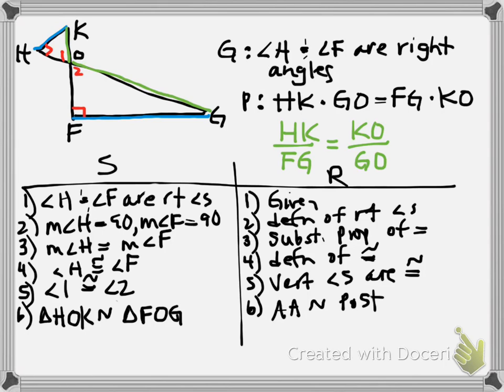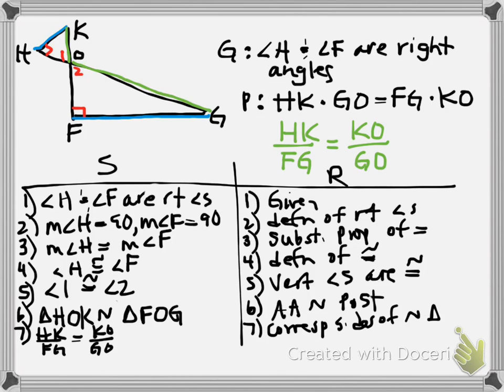Okay. And then based on what we know about similar triangles, I can get that proportion that HK over FG is equal to KO over GO. So remember, we're doing corresponding parts from one triangle to the other. Notice that I'm using the small triangle on the left, big triangle on the right, small triangle on top, big triangle on the bottom, okay? And that would be corresponding sides of similar triangles are in proportion.